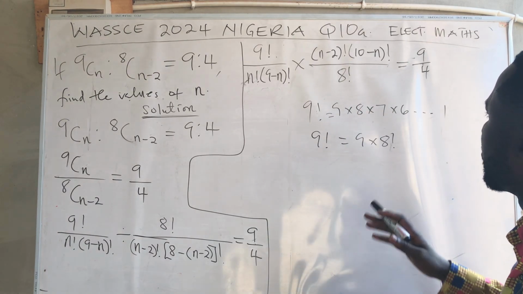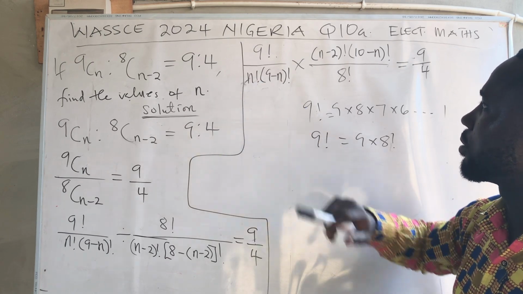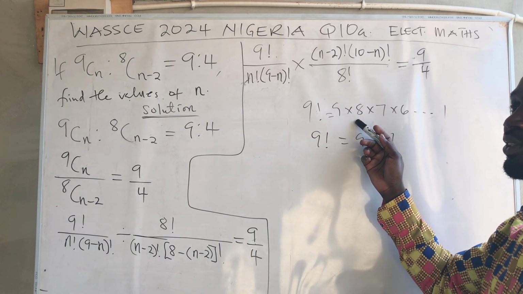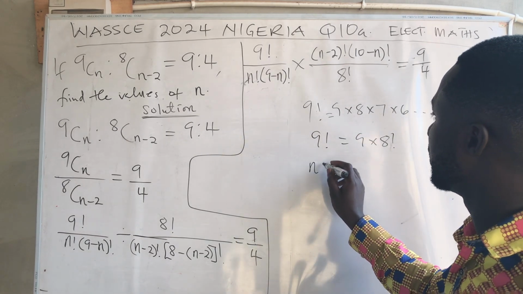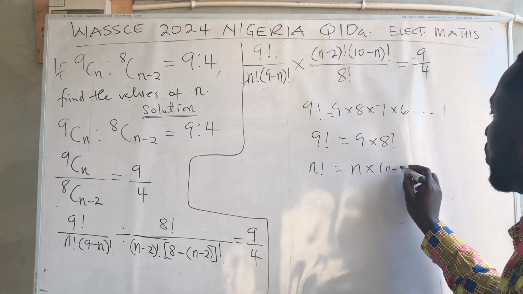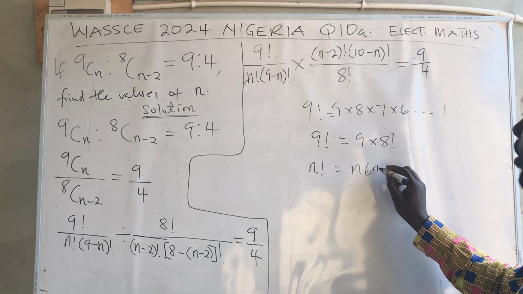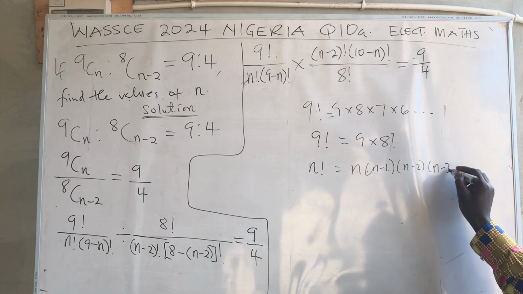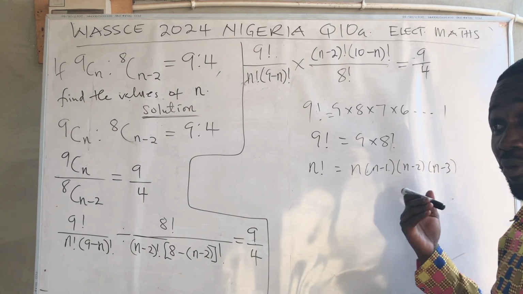Alright, and then let's also look at the n factorial here. We see that as we are multiplying, the numbers will be reducing by 1 by 1 by 1. So n factorial here can also be written as n times n minus 1 times n minus 2 times n minus 3, and so on, because we don't know the value of n, reducing by 1 by 1 by 1.